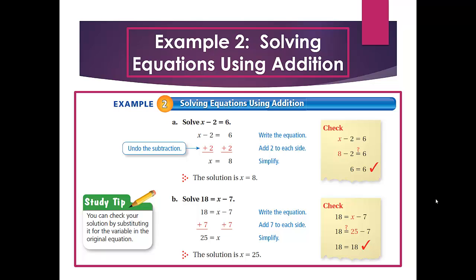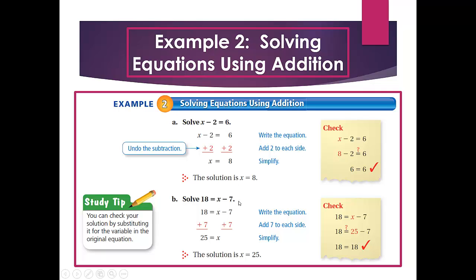When we add 2 to the left-hand side, we're just going to have x. And then 6 plus 2 is 8. So x will equal 8. We can check this by plugging 8 back into our equation to see if it's true. So if we put 8 back in, we have 8 minus 2, and 8 minus 2 is 6.